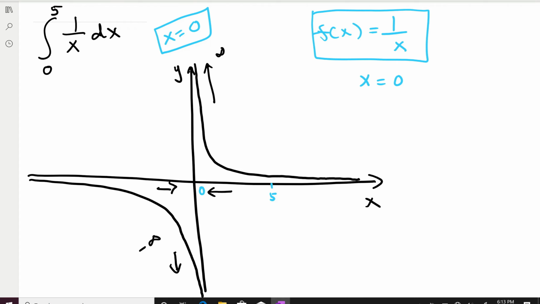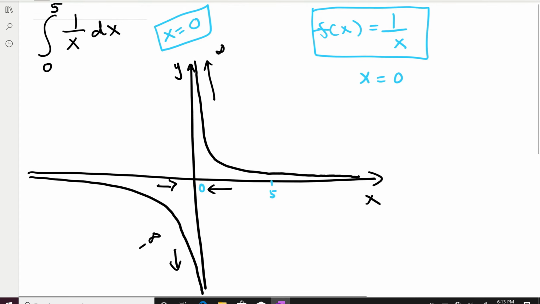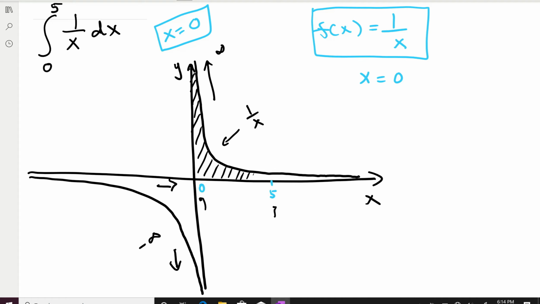Okay, right. Now let's think about this geometrically. So 0 and 5, I have marked them here. Now you want to find the area of the region. By the way, this is the graph of 1 over x, okay, this ugly looking graph. Apologies for my drawing, but this is 1 over x. Now you want to find the area of the region that I highlight here.